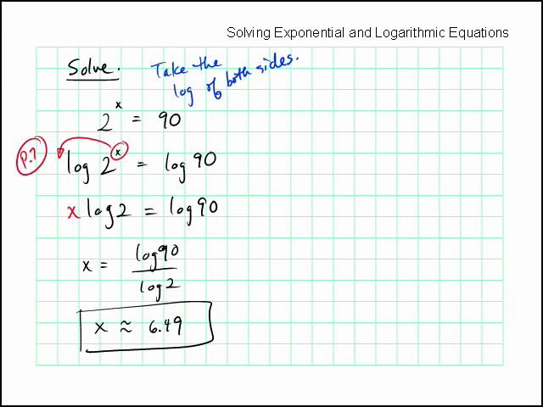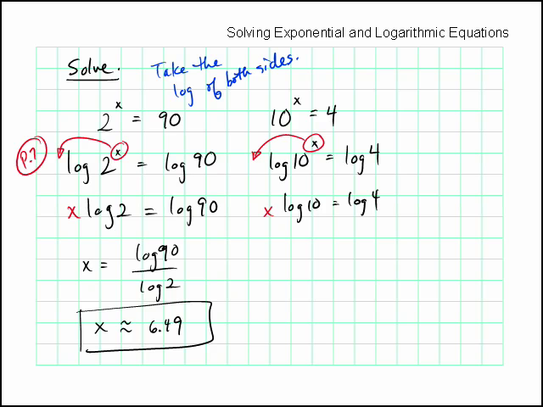Here's another one. 10 to the x equals 4. So what I'm going to do here is take the log of both sides again, common log. There we go. Take the log of both sides. Use one of my properties of logarithms to drop the exponent into the front of the logarithm. This now gives me x times log 10 equals log 4.